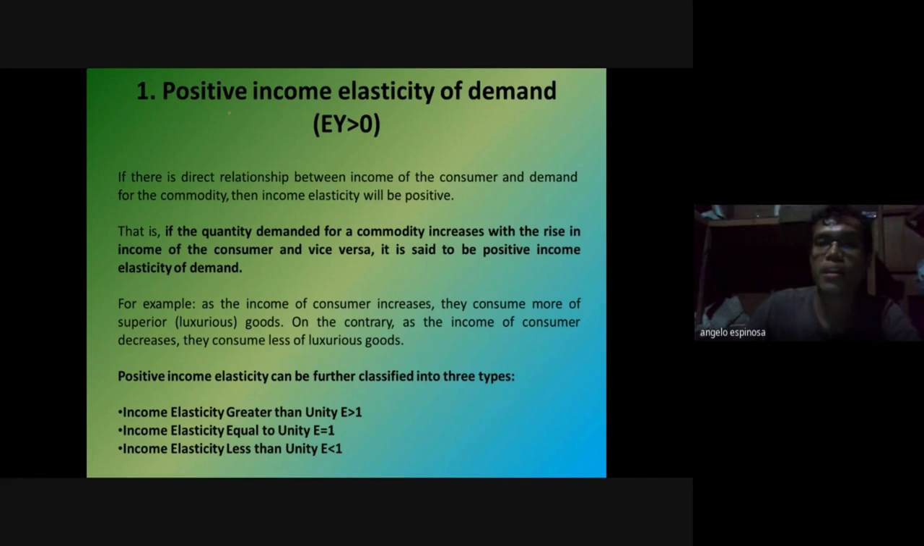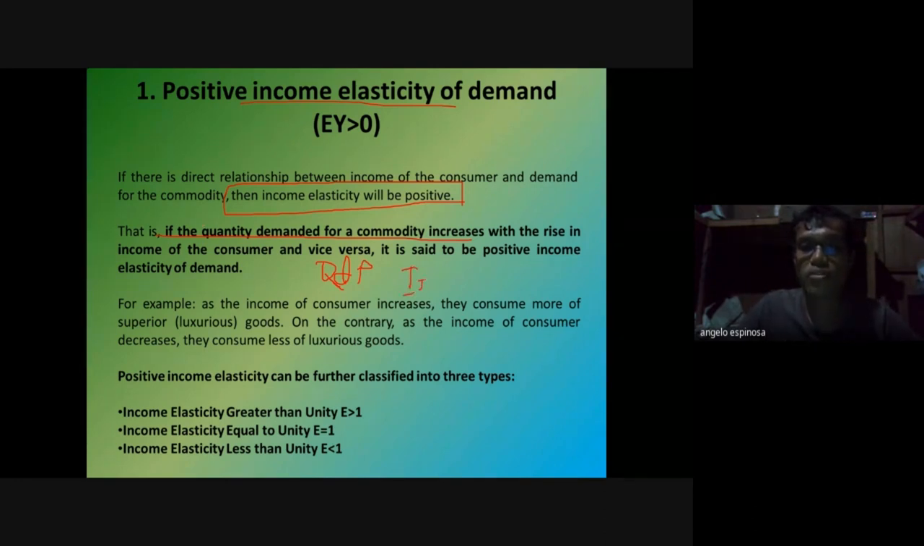Let's discuss them one by one. We have positive income elasticity of demand. If there is a direct relationship between the income of the consumer and the demand for the commodity, then income elasticity will be positive. That is, if the quantity demanded for a commodity increases with the rise in the income of the consumer, and vice versa, it is said to be positive income elasticity. Why? Because when the consumer's income rises, they want to buy what they like more. So that is being positive in the elasticity of demand.